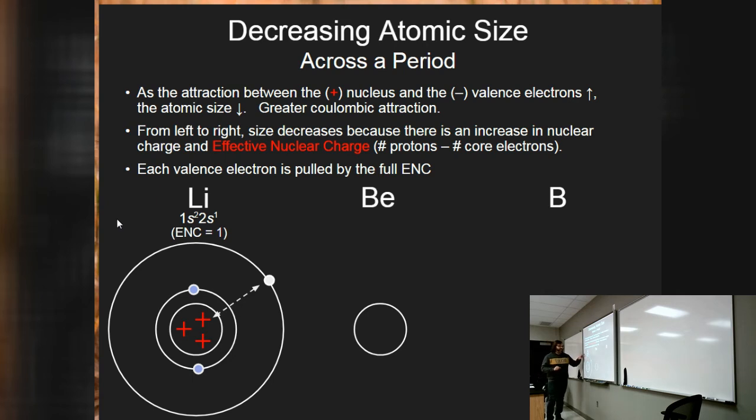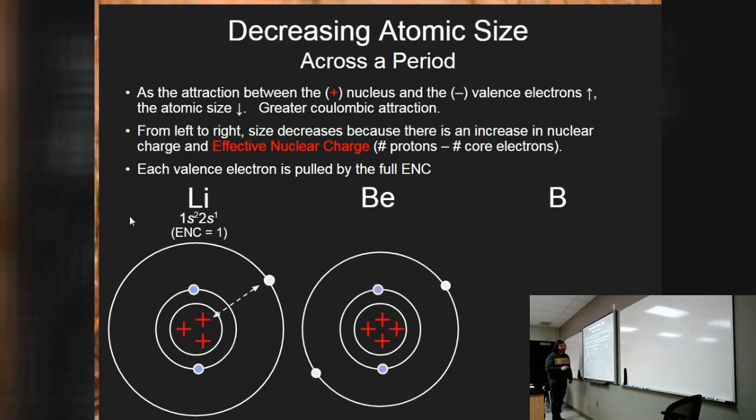Beryllium, on the other hand, adds 1 more proton to the nucleus. So we now have 4 protons in the nucleus, and it has 4 electrons, still with 2 core electrons.